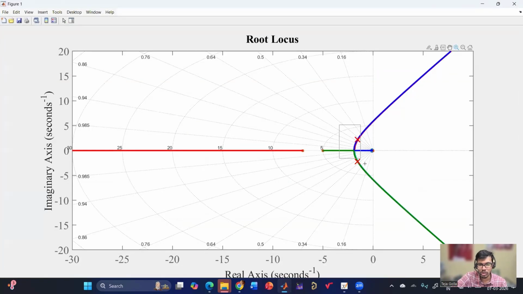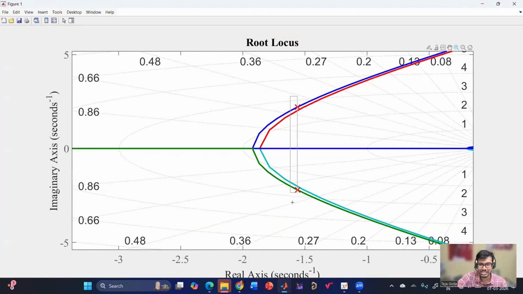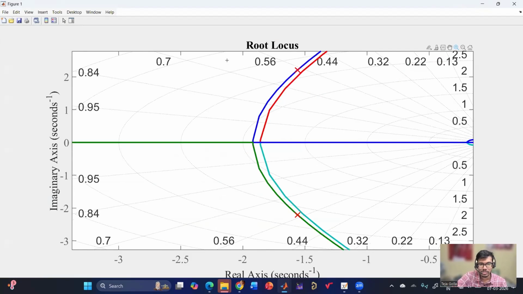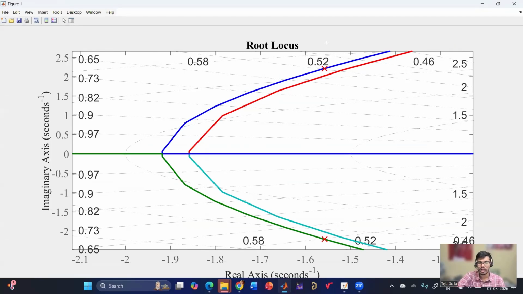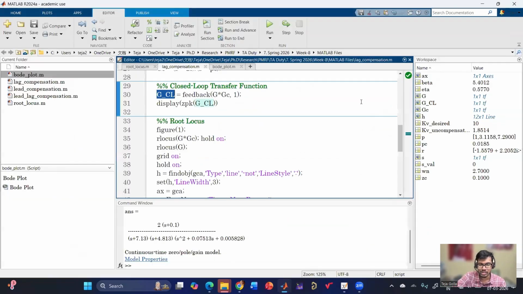So there are two root locuses and they are very close to each other, except there is slight difference, which is okay. So my transient response will not be affected that much. However, I am trying to achieve the desired steady state error using this compensation. So this is all about lead as well as lag compensation. Now we'll be going to lead lag compensation.